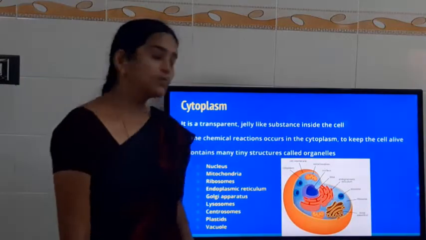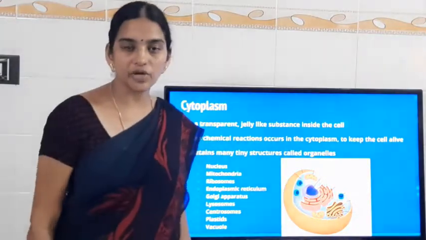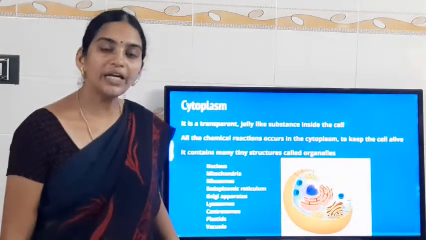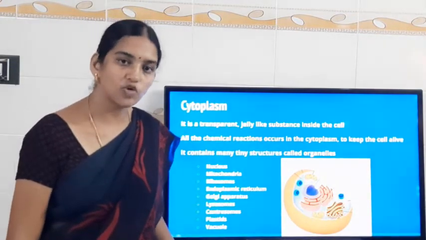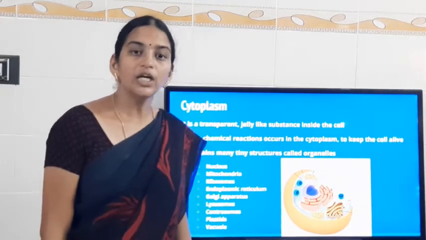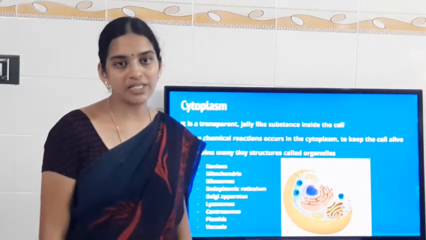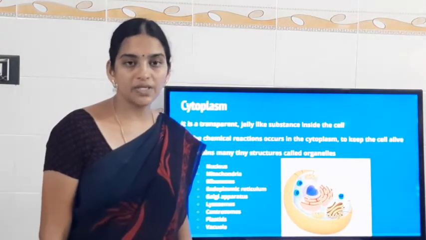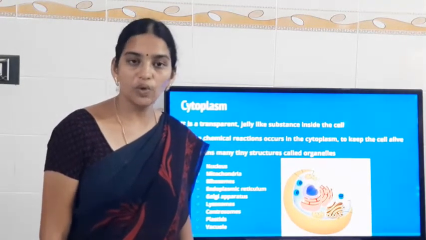This cytoplasm contains many tiny structures called organelles. Many different kinds of organelles are present in this cytoplasm, and each organelle performs its specific function. Even though there are many organelles present in the cytoplasm, one important organelle present in the cytoplasm is the nucleus.